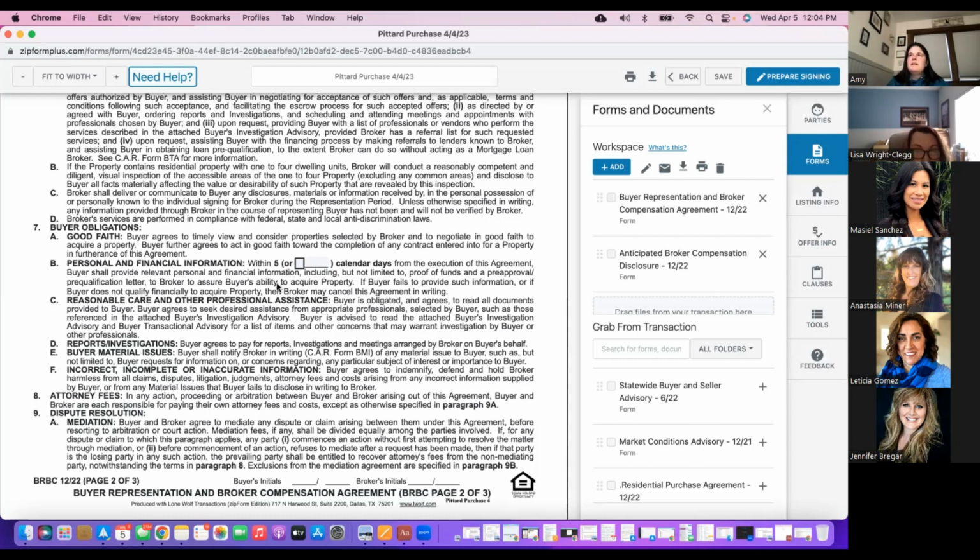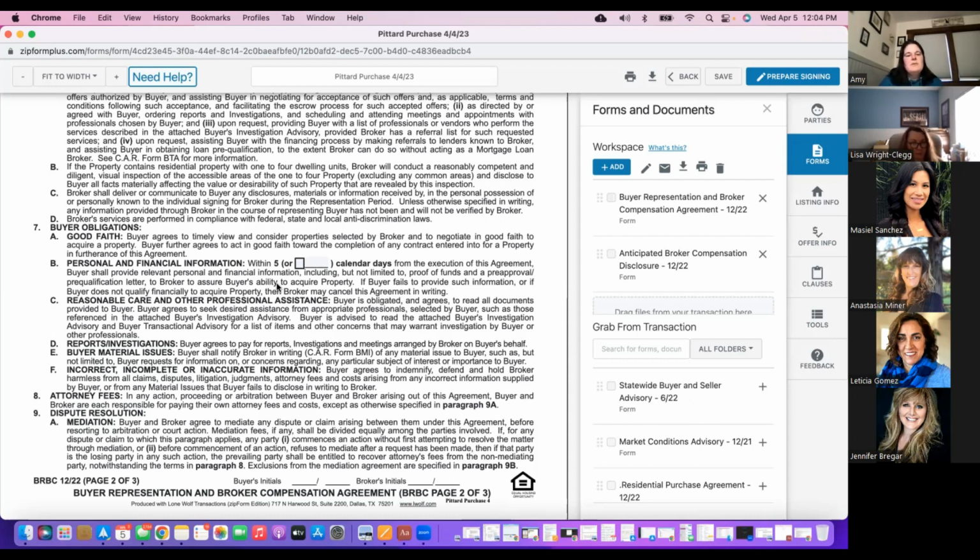Alrighty, attorney fees. If any action, proceeding, or arbitration between buyer and broker arises out of this agreement, buyer and broker are each responsible for paying their own attorney fees and costs, except as otherwise specified in paragraph 9A. And then we have dispute resolution, mediation. Buyer and broker agree to mediate any dispute or claim arising between them under this agreement before resorting to an arbitration or court action. Mediation fees, if any, shall be divided equally among the parties involved.